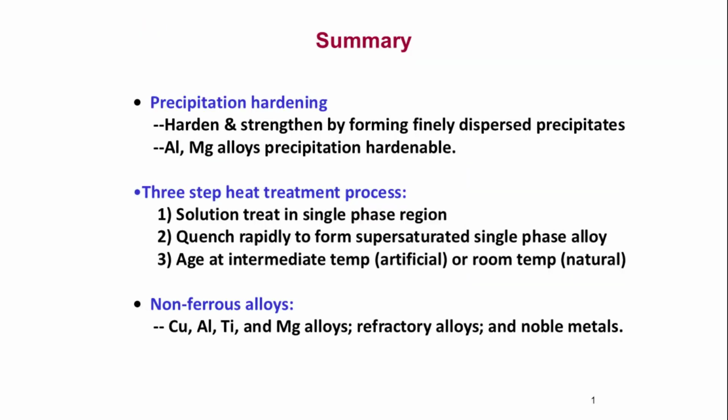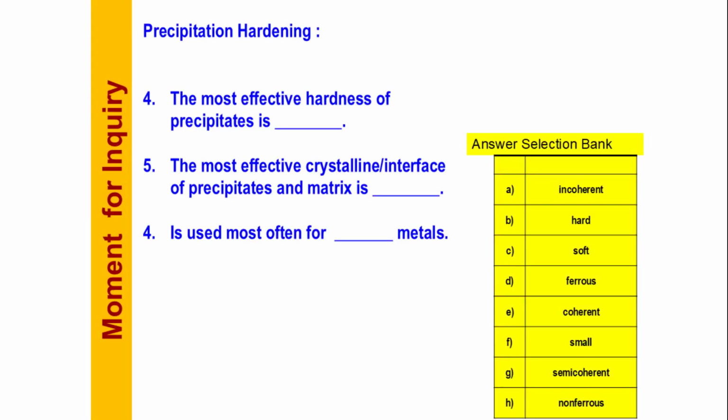To summarize, precipitation hardening involves hardening and strengthening by forming finely dispersed precipitates. The three-step heat treatment process includes solution treatment, quenching, and aging. This process is applicable to non-ferrous alloys like Cu, Al, Ti, and Mg. Let's continue testing your knowledge.